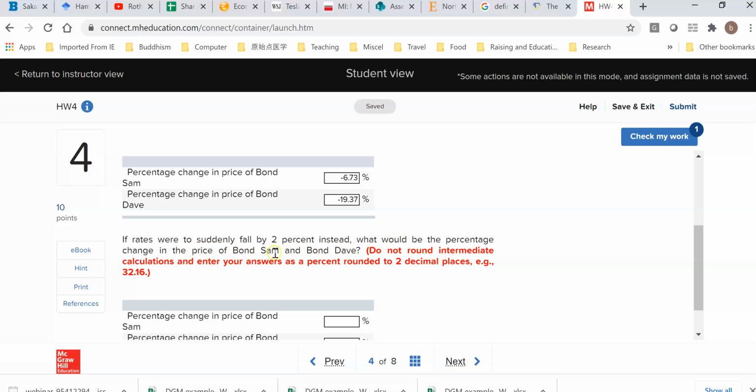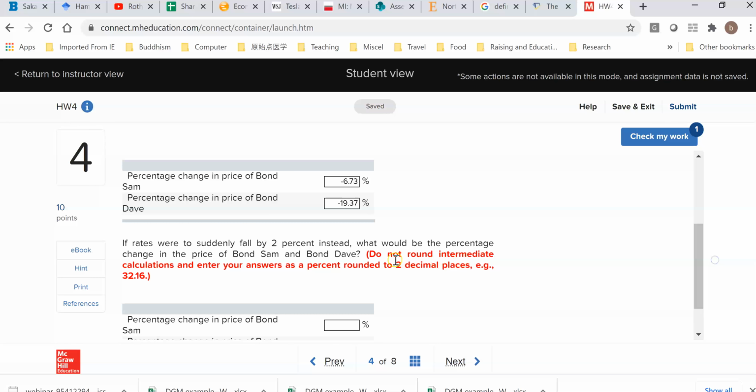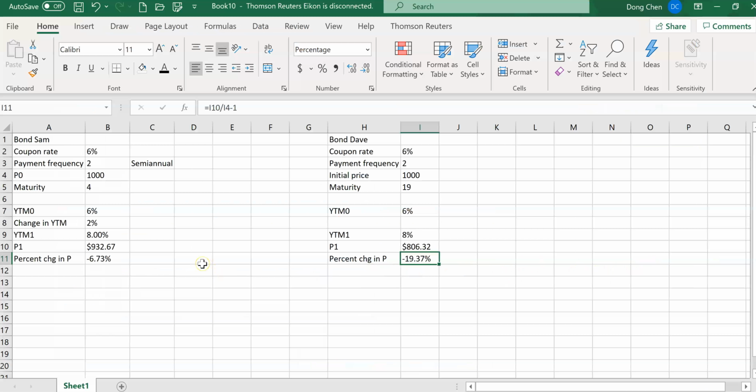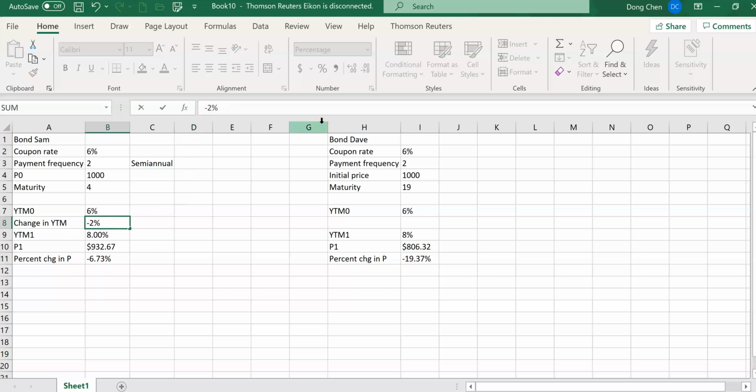And then the next: if rates were to suddenly fall by 2% instead, what would be the percentage change in the price of bond Sam and bond Dave? So instead of having an increase in the interest rate, now we have a decrease in the interest rate. So that's why using Excel is very convenient here. What I can do is simply change this to be a negative number. So all the other numbers will automatically adjust based on this new change in the interest rate.